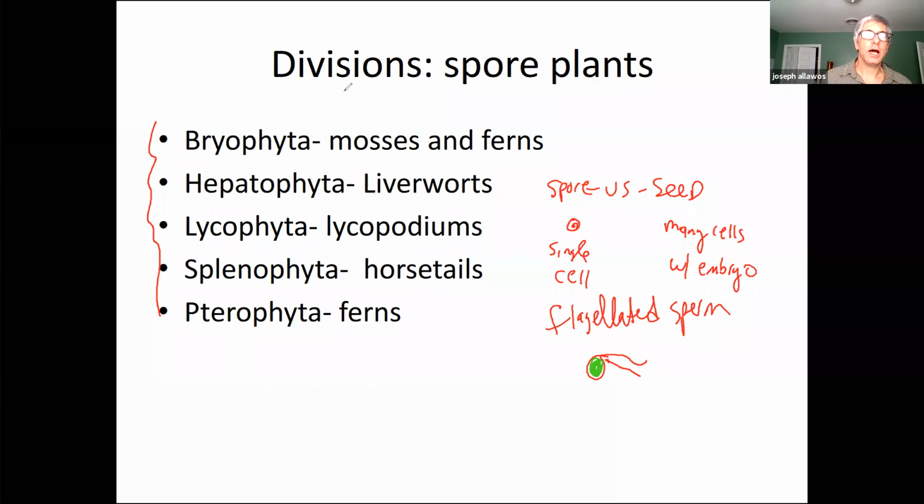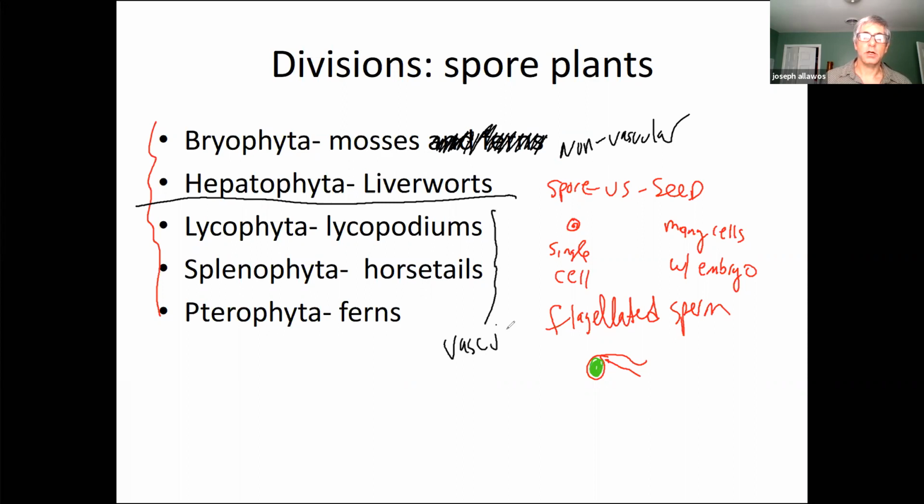Now, if we draw a line, and this is important as well, if we draw a line right here, it turns out that these two groups, the Bryophyta and the Hepatophyta, the mosses and the liverworts, this is incorrect. That's not good. I need to fix that. These are just the mosses, not the mosses and the ferns. Sorry. These two groups are non-vascular. And these groups here are vascular.